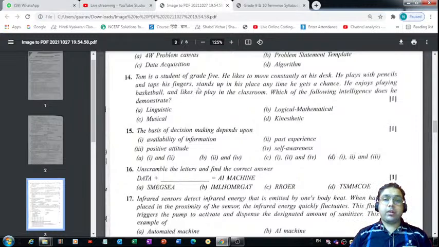But for the other things given to us in this paragraph, musical doesn't seem to be a good choice. So what can be the correct answer? The only thing we are left with is kinesthetic. Kinesthetic refers to limb movement, how intelligently a person uses his limbs. So that comes under the category of kinesthetic. So kinesthetic is the correct answer for this question, because of what he's doing here: he likes to move constantly at his desk, he plays.